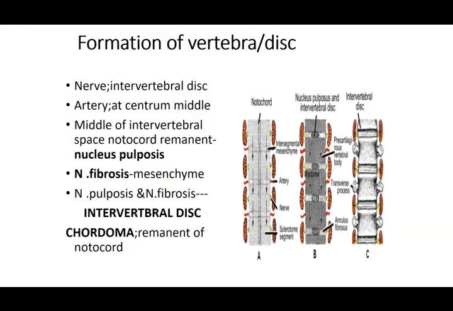Second is the nerves, they are going to shift from the middle of the body to the intervertebral disc level. And third, the blood vessels, which were at the level of the intervertebral disc initially, are going to shift upwards to the level of the body. So these are the three things which are going to occur when you do the resegmentation of the body.